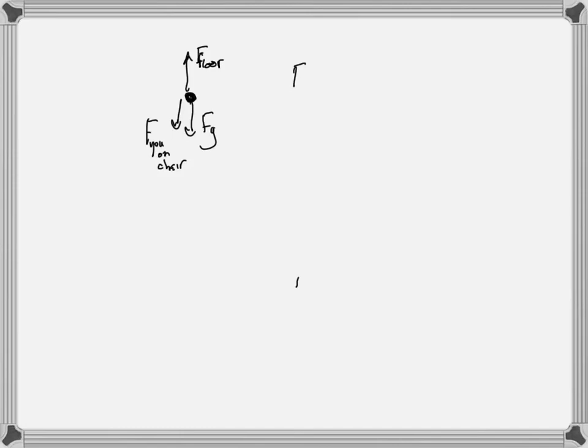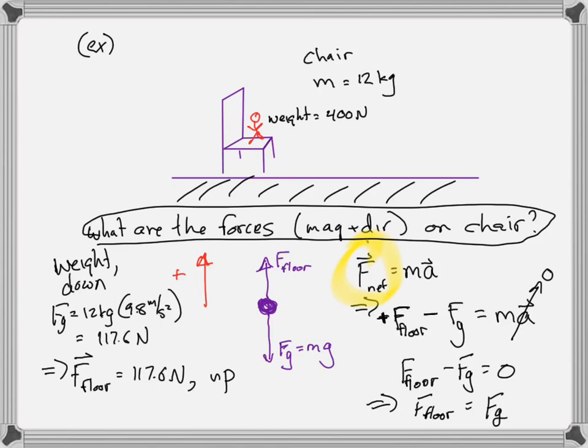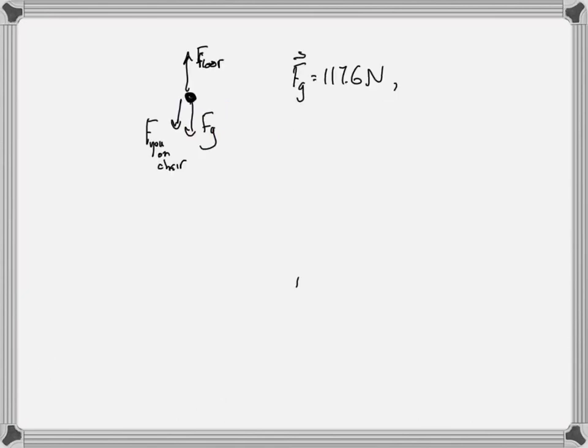And Fg is still the chair's weight, 117.6, was it 117? So yeah, 117.6 newtons, and that's down, that's the weight. F you on chair, what force do you exert on the chair? Because you're not accelerating, you are just exerting your weight on the chair. You're just exerting your weight downwards. You're sitting on the chair. That's how hard you're pushing on it.